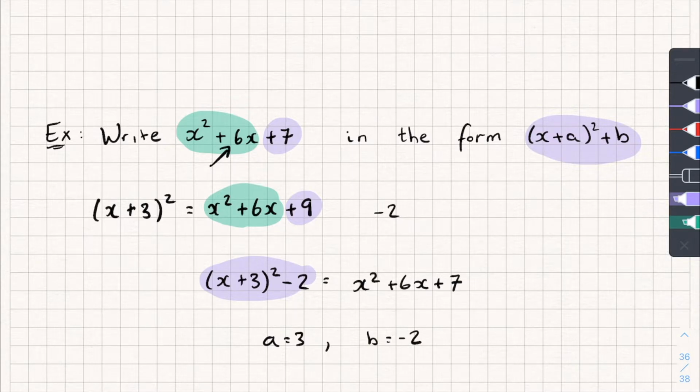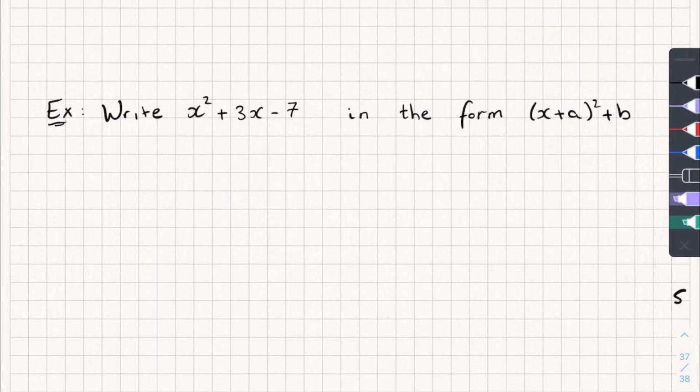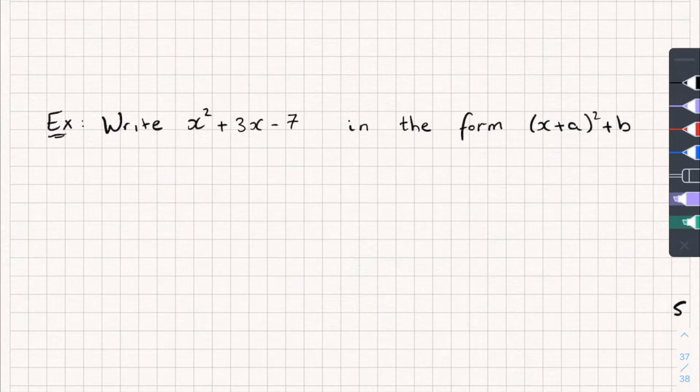Nice and easy. Now sometimes you'll get a slightly trickier example, okay, which looks something like this. x squared plus 3x minus 7. Now we continue with it the same way, and the reason it's slightly tricky, okay, is because if we look, when I half the coefficient of x, rather than getting a whole number, I'll get 3 divided by 2, which is 1.5. So we get a decimal, which is slightly trickier to work with, okay?